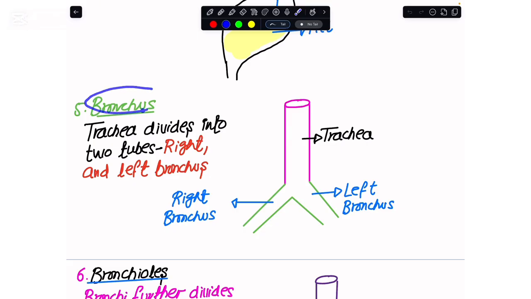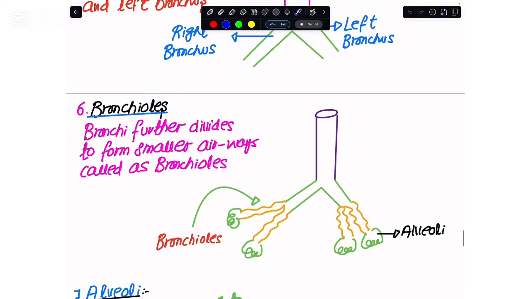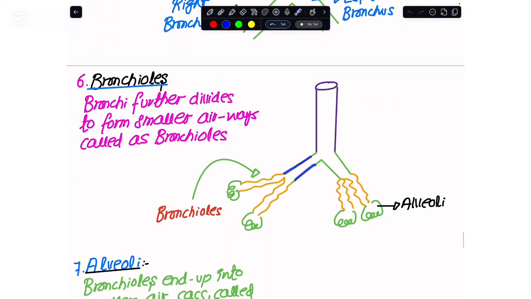So for the bronchus, what we would say is that this trachea would divide to make two further tubes, and they would include the right and the left bronchus, and each bronchus that we have would take the air into each lobe of the lung. Moving onward, you see that from the bronchus we get these miniature tubes developing out of them, and they are the bronchioles. So for the bronchioles, we would say that the bronchi further divide and make these smaller airways, and these smaller airways are referred to as the bronchioles.